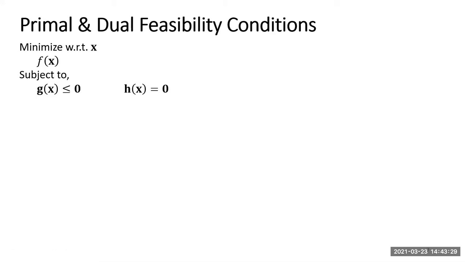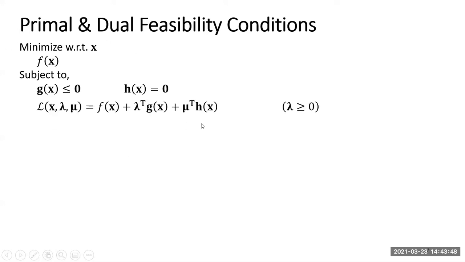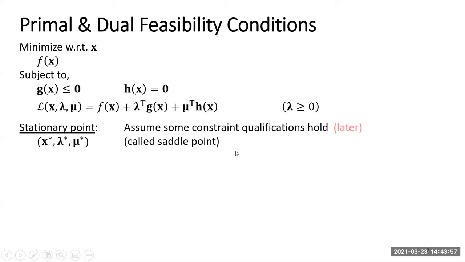Okay, now let's look at the conditions for a local minimum. Primal and dual feasibility conditions. So this is the primal constrained optimization problem. Now this is the Lagrangian, f of x plus lambda transpose g plus mu transpose h, and lambda must be greater than or equal to 0. Stationary point x star, lambda star, mu star, assume some constraint qualifications hold. I'll get to that later.